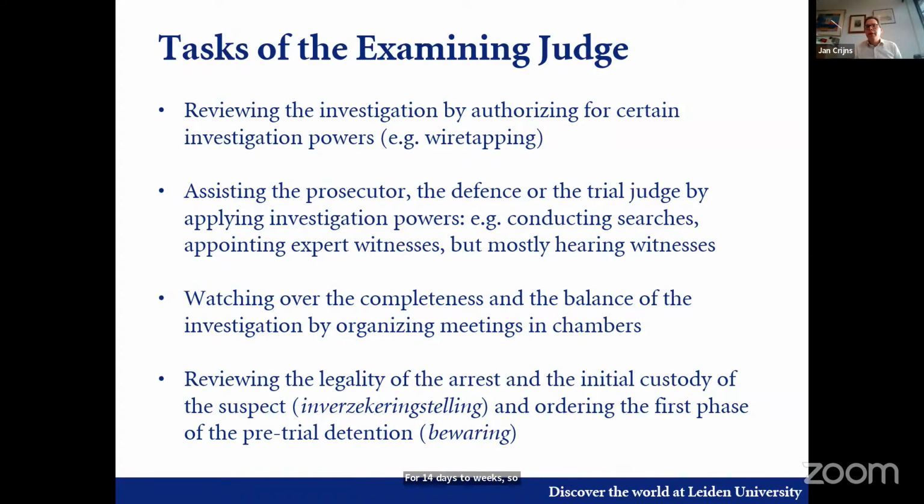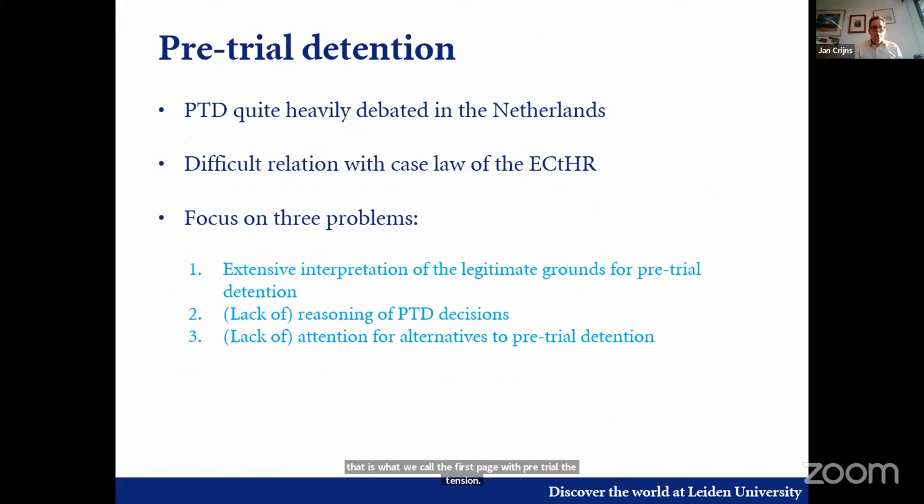So after 3 days of detention upon arrest, ordered by the public prosecutor, the next 14 days, the next 2 weeks of the pre-trial detention will be ordered by the examining judge. And that is what we call the first phase of pre-trial detention. And that is what I will discuss with you, because there are some debates in the Netherlands on pre-trial detention.